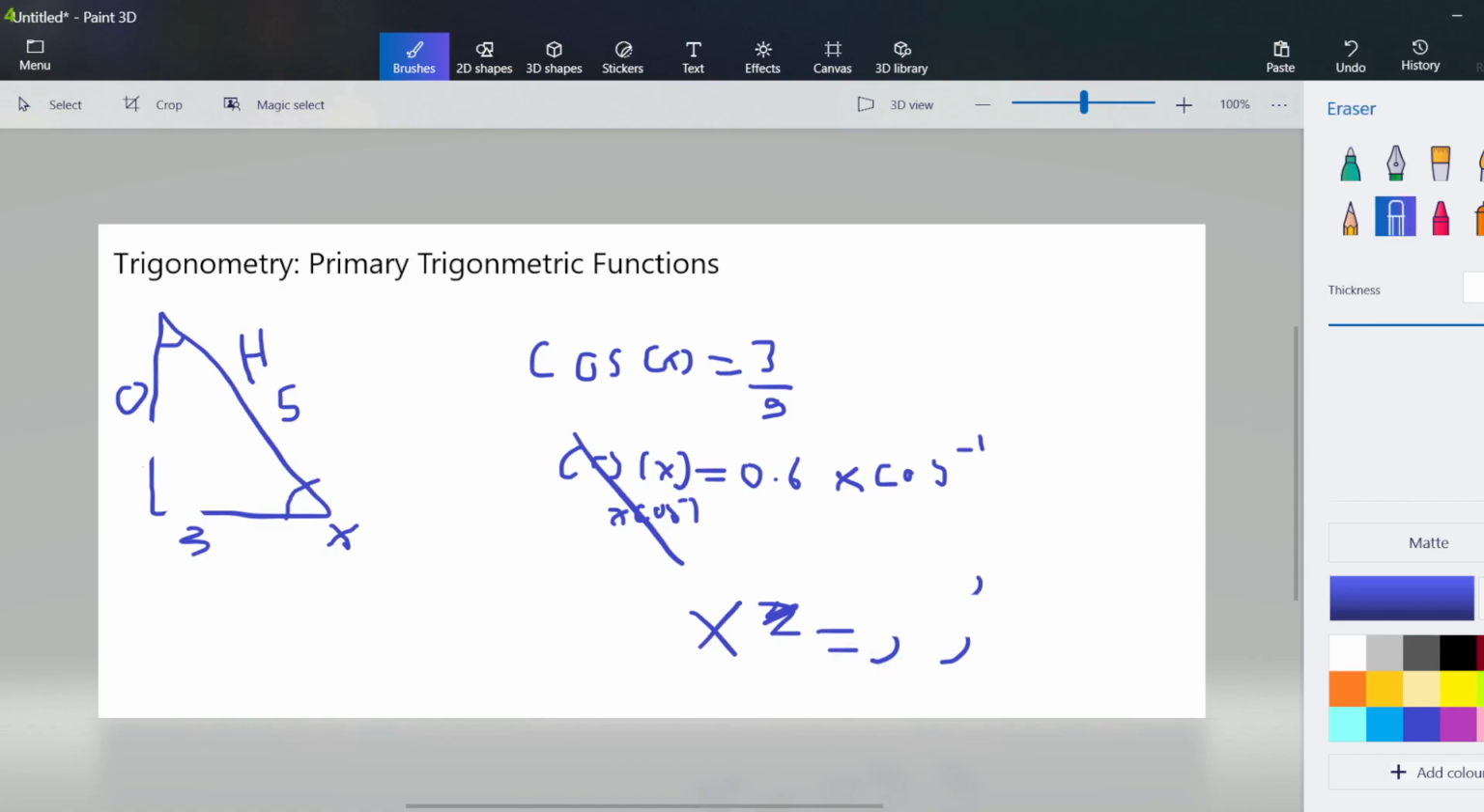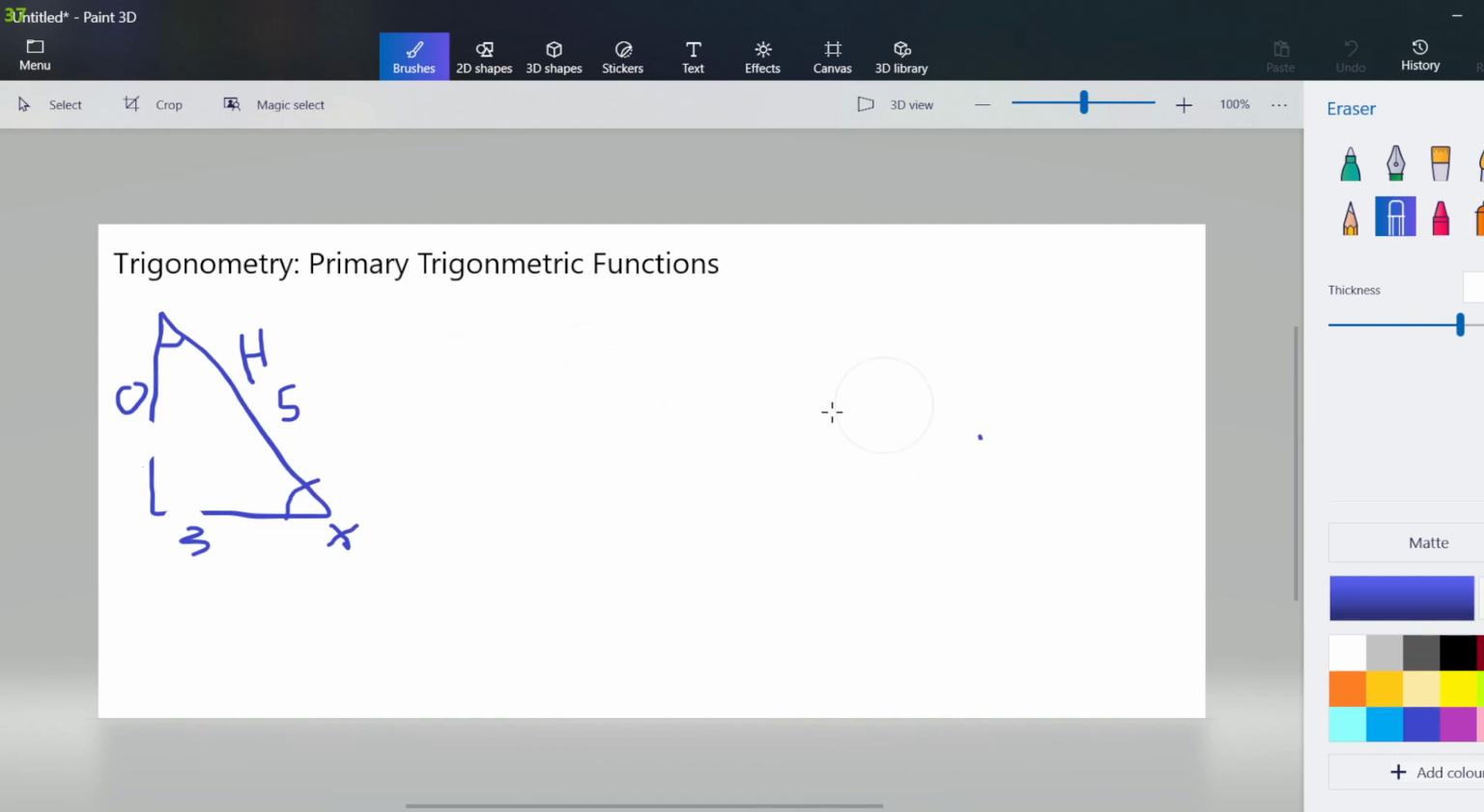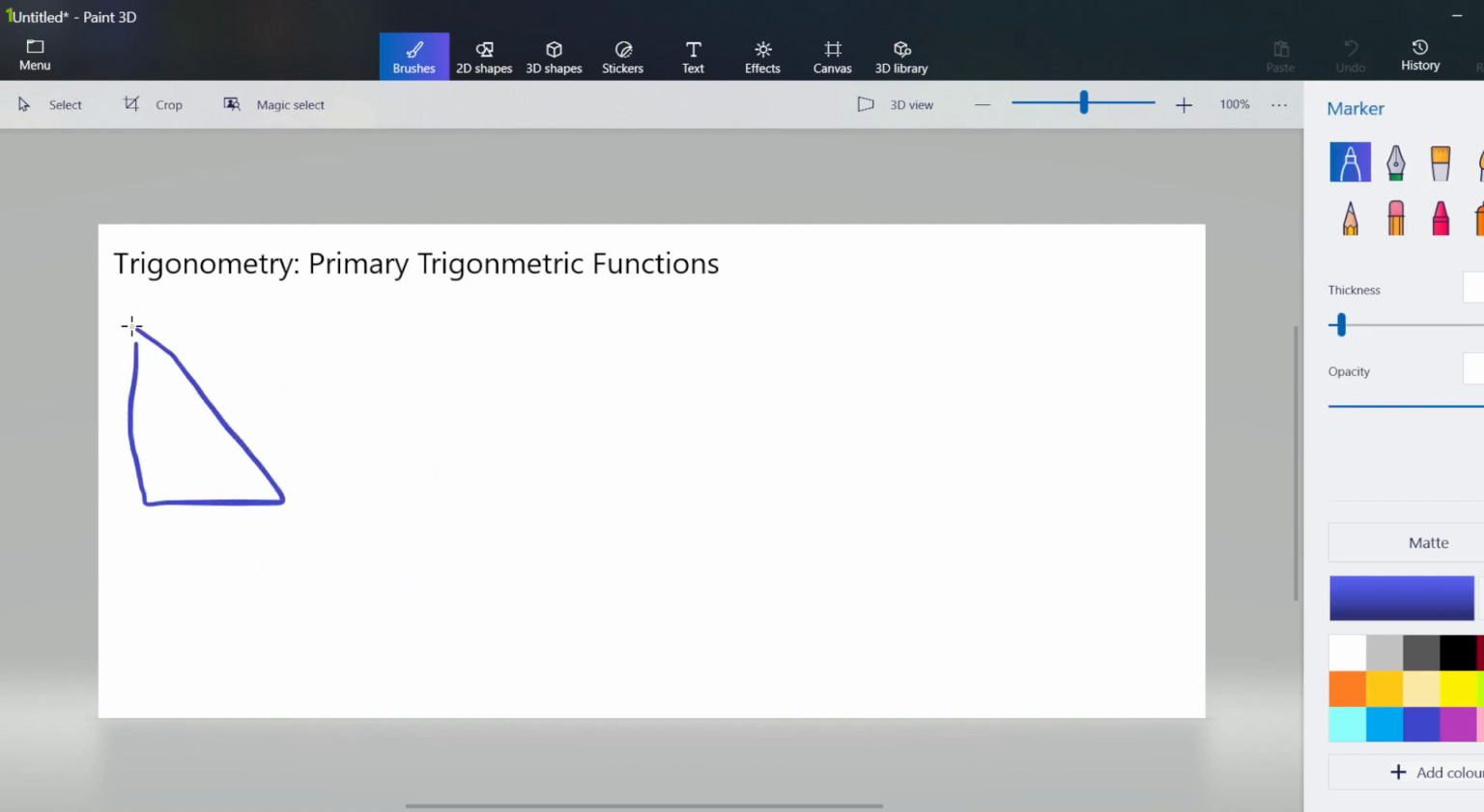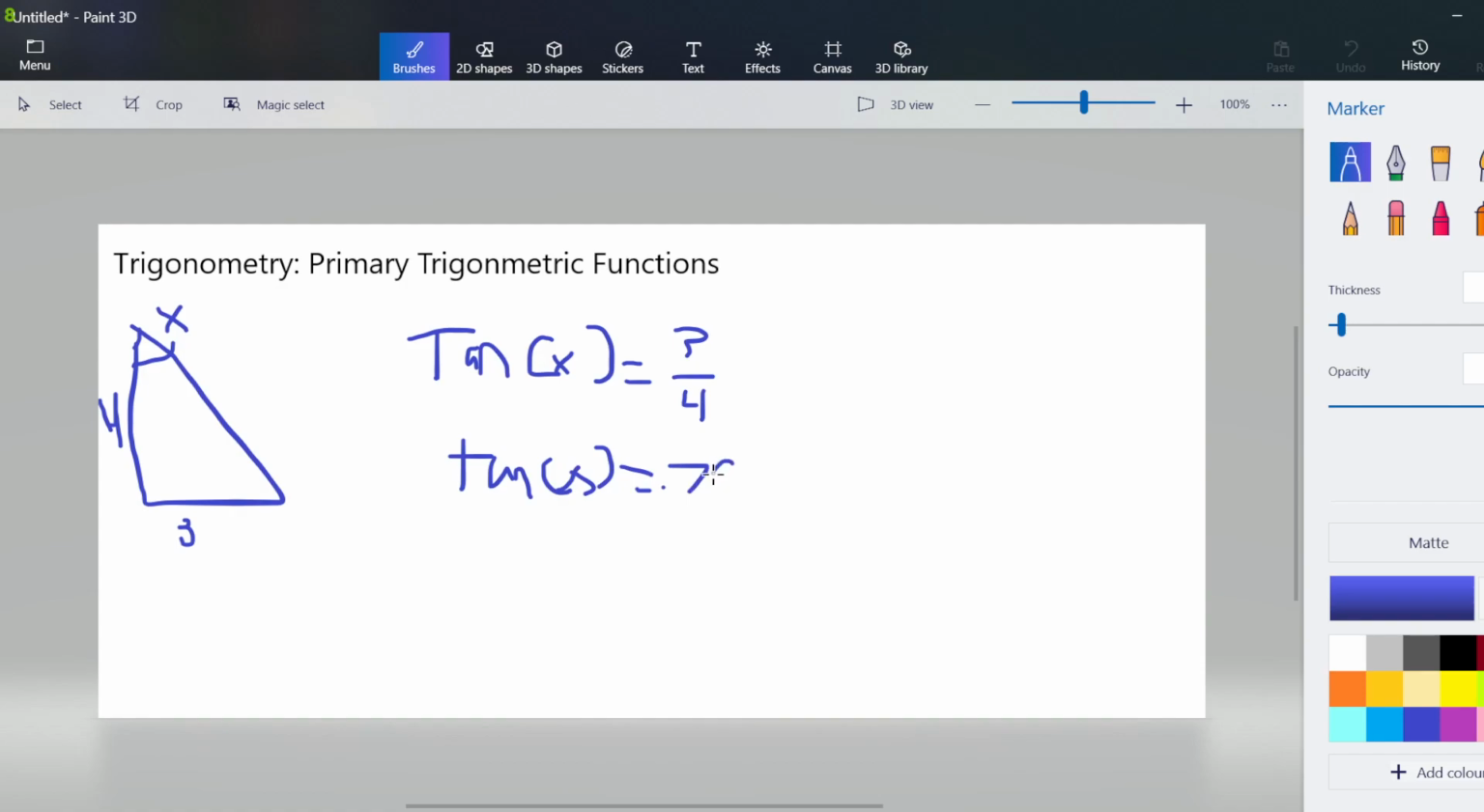I'll show one last example with tangent, but this time, let's say that the angle we want to find is the other angle. So I'm going to say this is the angle we want to find now. And I'm going to say that this is 3 and this is 4. We don't know the side. So now we can use the tan function and say that tan of x is equal to opposite over adjacent. So opposite is 3 over adjacent, which is 4. So now tan of x is equal to 0.75.